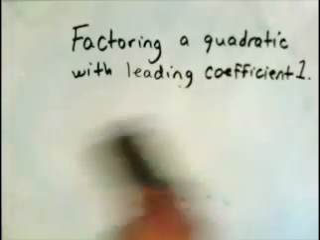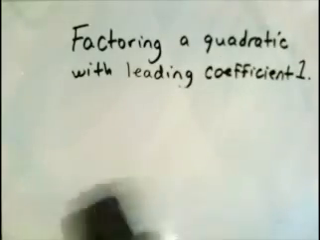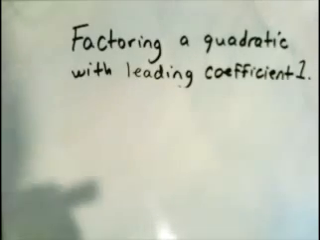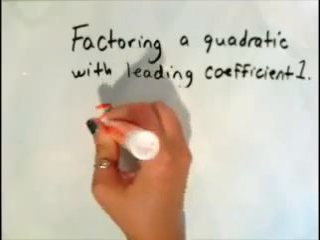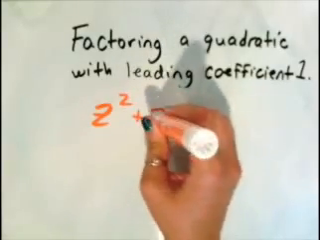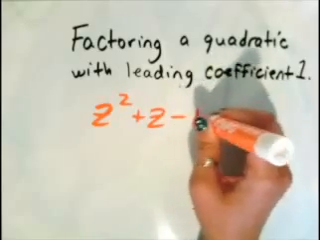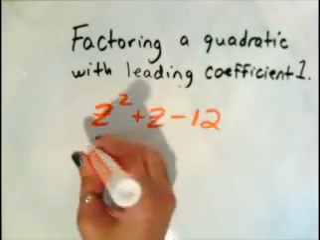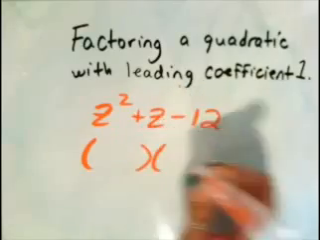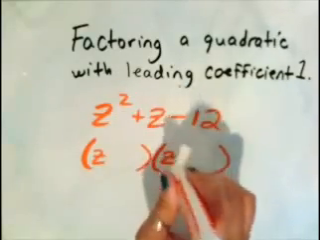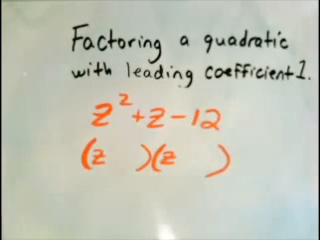All right, let's try one that involves a negative. Z squared plus z minus 12. Alright, so first thing, since my leading coefficient's 1, I know before I even start that I'm going to have 2 sets of parentheses, and my first terms are z and z. That's where z times z gave me z squared.